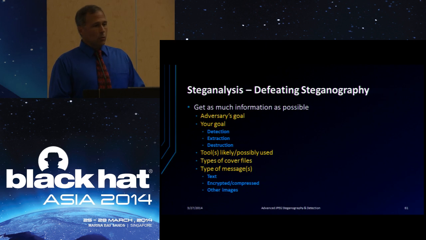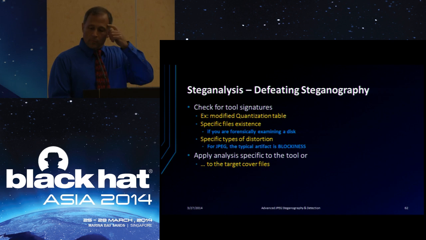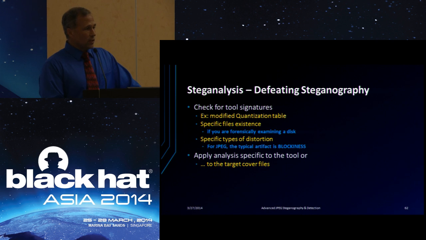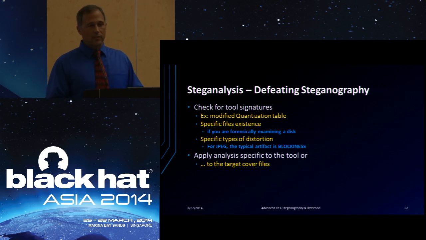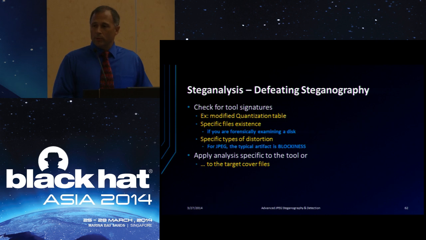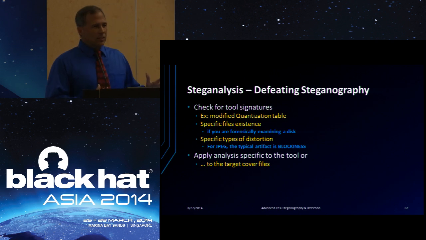What's your goal? Detection, extraction, or destruction? What tools did they use? What cover files? What types of messages: text, encrypted, compressed, other images? Look for the signatures, as I mentioned. Also look for specific types of distortion. The high capacity JPEG leaves a blockiness type of distortion when you use those lower qualities. That's a very common type of distortion in JPEG. When you hide in bitmaps, you usually get a fuzziness, but in JPEGs you get a blockiness.